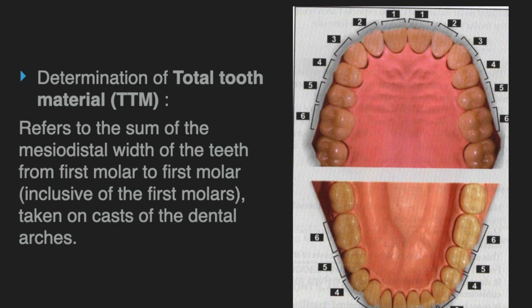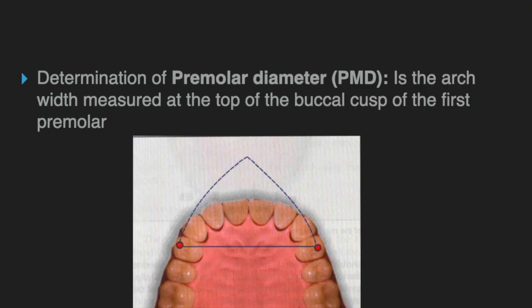The first step in this analysis is to determine the total tooth material. It refers to the sum of the mesiodistal width of the teeth from the first molar to the first molar, inclusive of the first molars, which is taken on the cusps of the dental arches. The second step is determination of the premolar diameter, PMD. It is the arch width measured at the top of the buccal cusp of the first premolars.